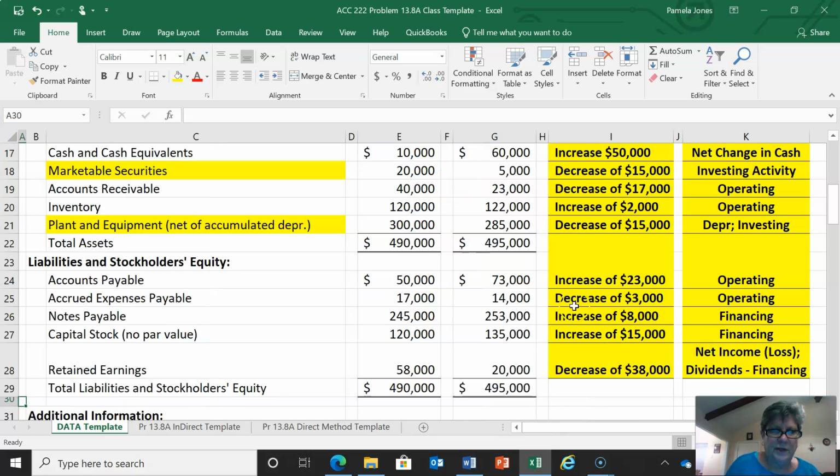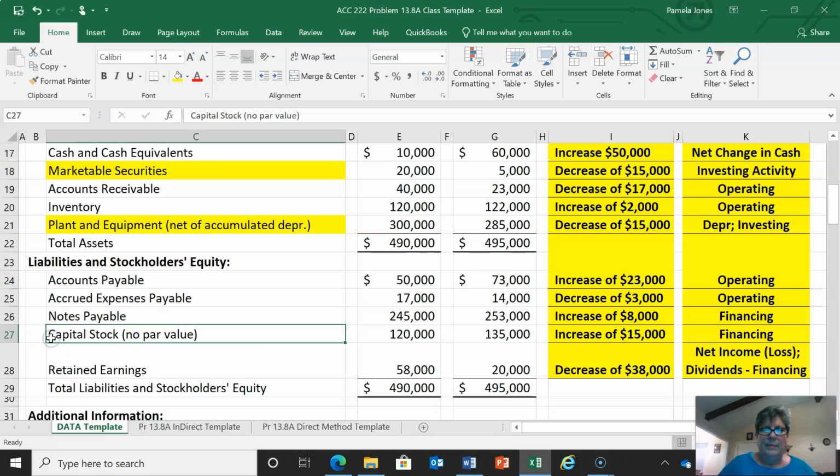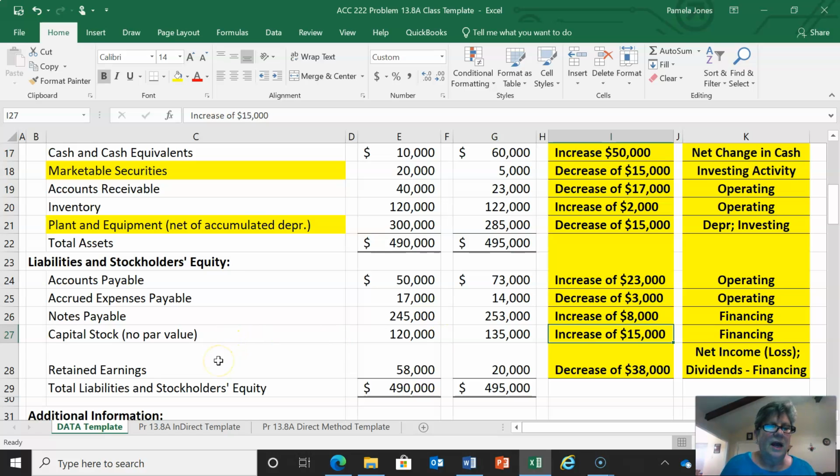All right, so we can go back to our comparative balance sheet now and see what else. So we've accounted for the notes payable. Now the next item is the capital stock. Capital stock increased by $15,000. And they only list one account. They don't show us common stock, preferred stock, additional paid-in capital, so it can be more complex. But it's still, we're looking at a transaction with owners.